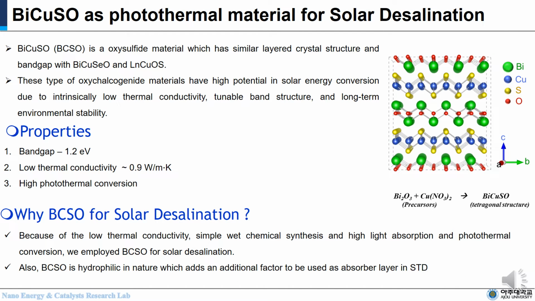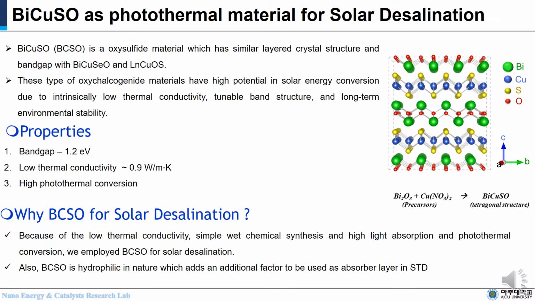Bismuth copper oxysulfide as a photothermal material for solar desalination. Bismuth copper oxysulfide, in short BCSO, is an oxysulfide material which has a similar layered crystal structure and band gap to bismuth copper oxyselenide and lanthanum copper oxysulfide. These types of oxychalcogenide materials have high potential in energy conversion due to the intrinsically low thermal conductivity, tunable band gap, and long-term environmental stability. The properties of BCSO include a very low band gap of 1.2 eV, low thermal conductivity of 0.9 watt per meter Kelvin, and high photothermal conversion efficiency.